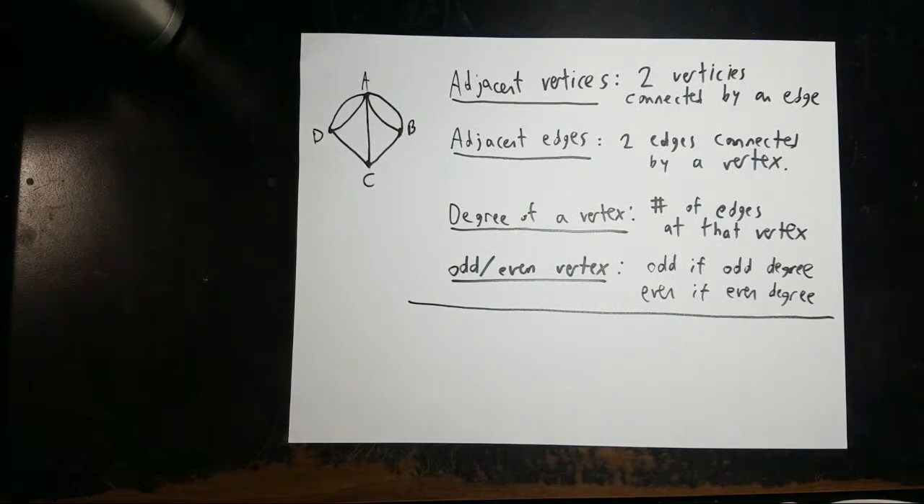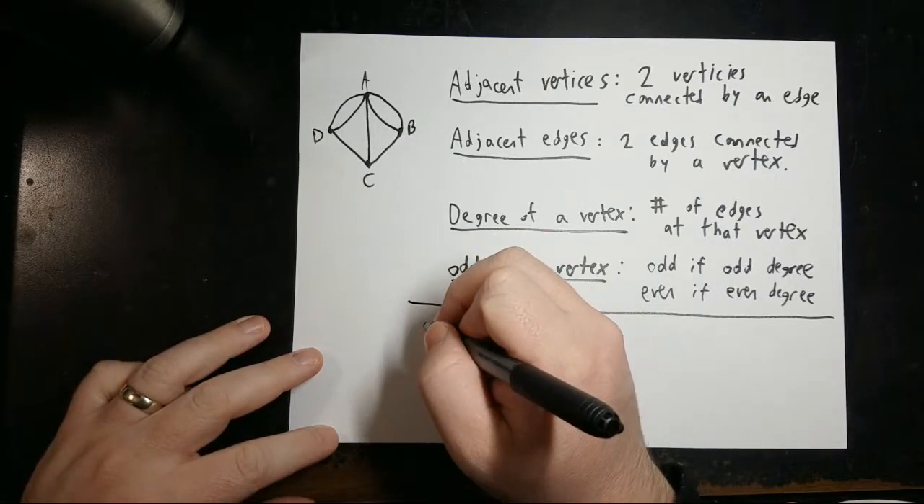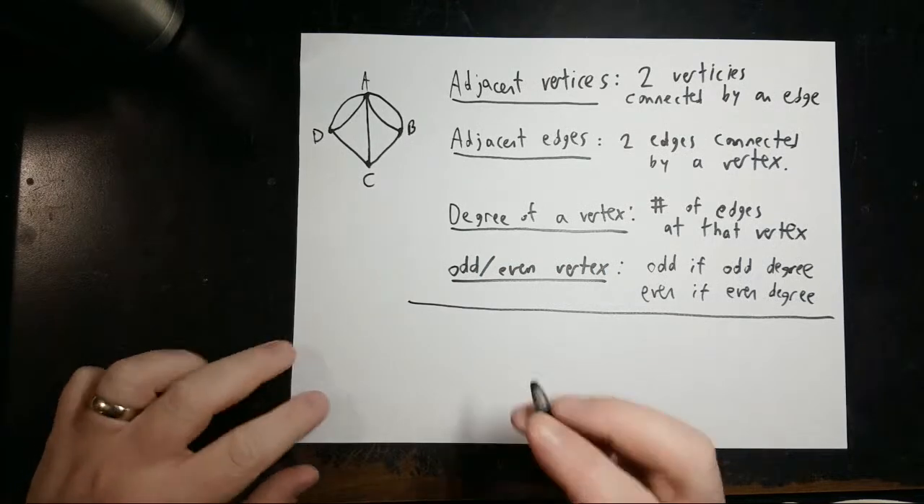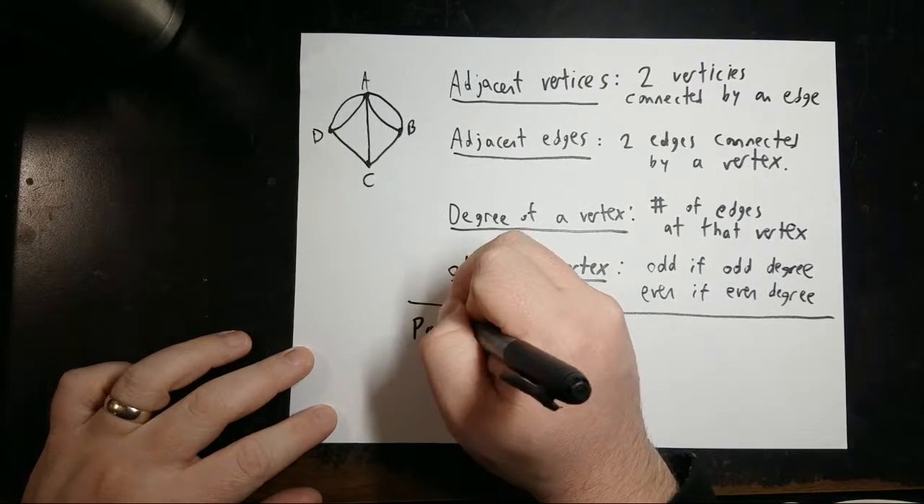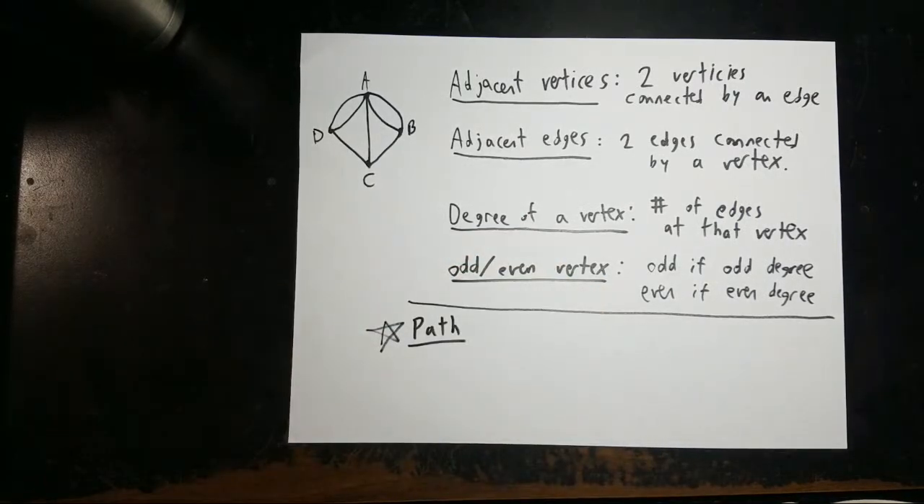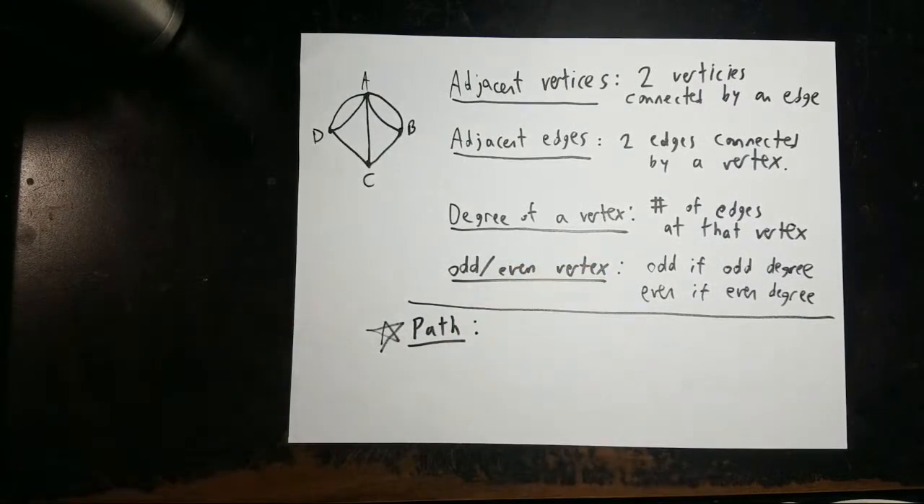Now, two more definitions, and I have a couple examples that I want to show you. I don't know if I want to put stars next to these just yet. Yeah, why not? Path. Now, there are two main words that are going to be used. Stars. Sorry. I don't know what you were yelling about, but you missed the stars, apparently.